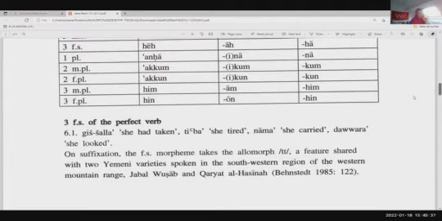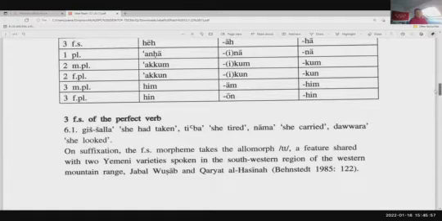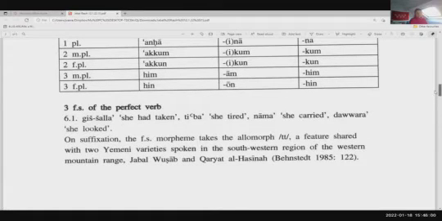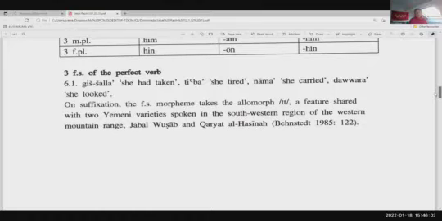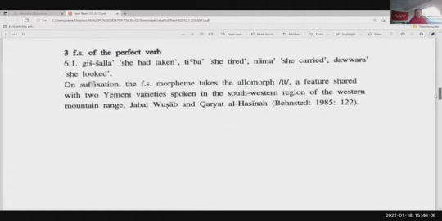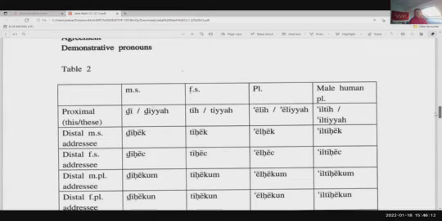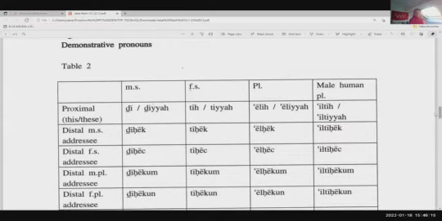Then for the third feminine singular of the perfect verb, you've got a. So you've got Gushallah, Te'ba, Nama, Dawara. But on suffixation, this morpheme always takes the allomorph geminate T, which is shared with some other Yemeni varieties, and geminate T for the third feminine singular morpheme on suffixation is also found in dialects such as Tunisian, so elsewhere, not just in the region.